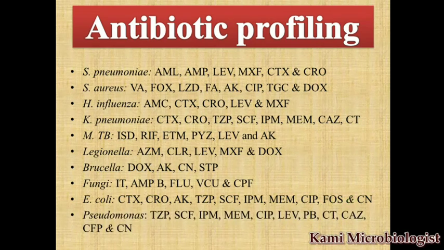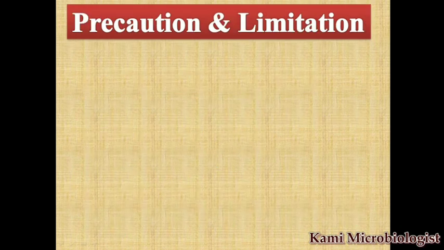When Pseudomonas comes, then you will use tazobactam, imipenem, meropenem, ciprofloxacin, levofloxacin, polymyxin B, colistin, ceftazidime, cefepime, and gentamicin. So these are the antibiotics you must use. And one thing more that I already told you, you must use 10 antibiotics for one bacteria.